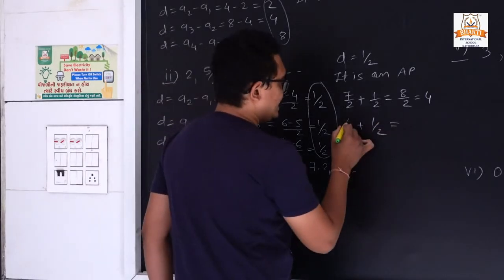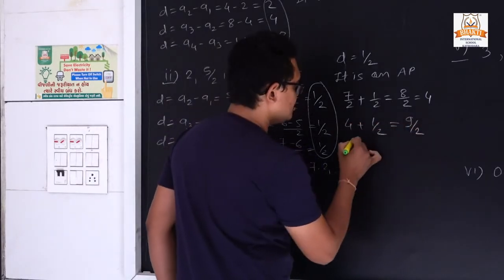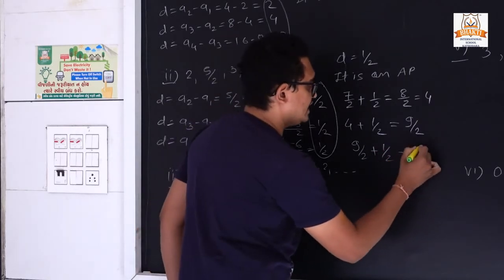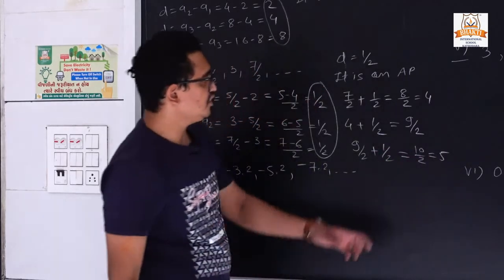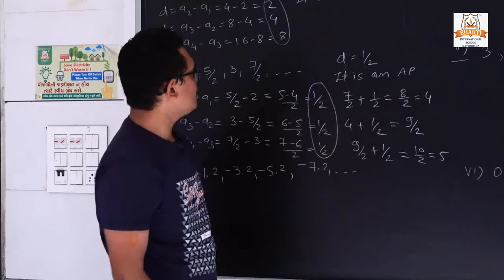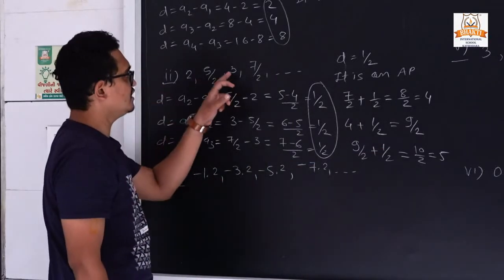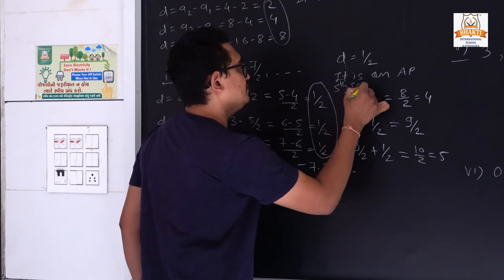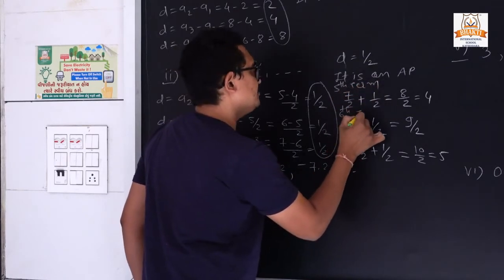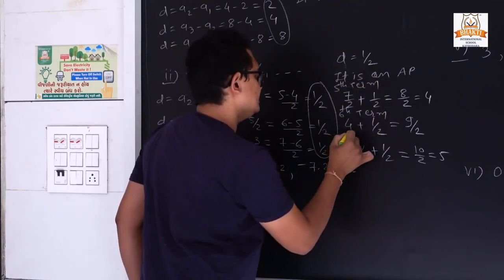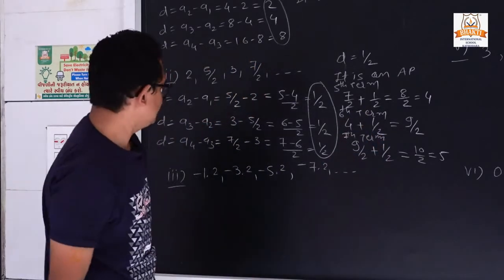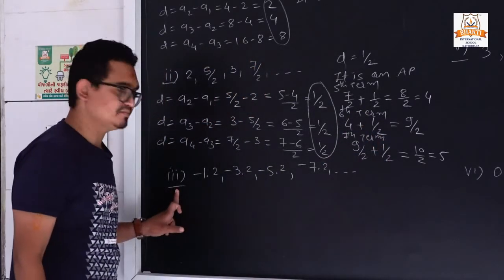So 4 2s are 8. 8 plus 1, so it is 9 by 2. Then 9 by 2 plus the difference, so 2 10, so it is 5. So what are the 3 more terms? First, second, third, fourth. So it is the fifth term, the sixth term, and the seventh term. Clear? Now the next question, the third.